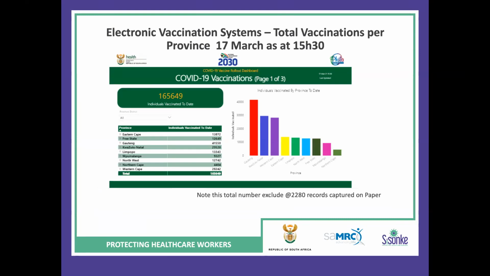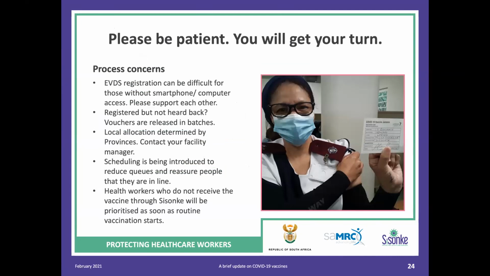We are, however, anticipating a pivot away from the key metro areas to more rural sites in the next 2 weeks. There are 2,280 paper records that are being back captured that are not included in the 165,000 doses.